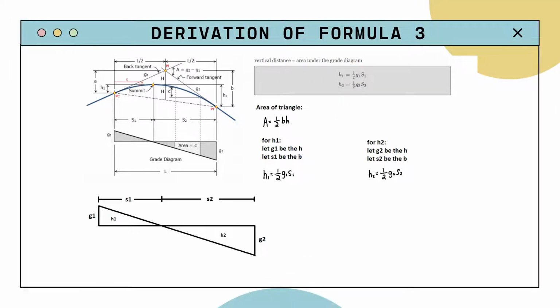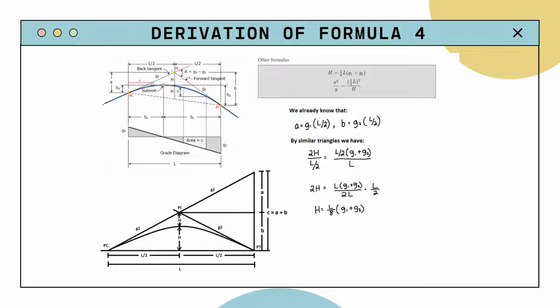For formula 3, we have H1 equals 1 half G1 S1 and H2 equals 1 half G2 S2. This is using the vertical distance equals area under the gray diagram concept. The area of a triangle is obtained by the formula area equals 1 half base times height. We apply that here, where G1 is the height, S1 is the base, and H1 is the area of the triangle. So we get H1 equals 1 half times G1 S1. Applying this with H2, G2, and S2, we get H2 equals 1 half G2 times S2.